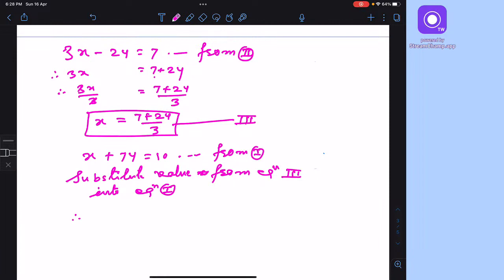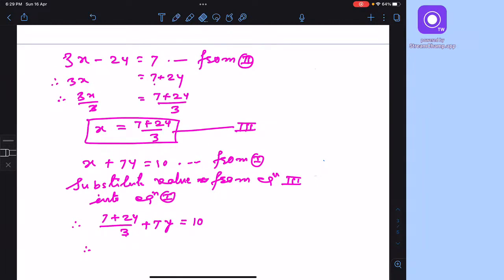Therefore, here instead of x I can write (7 plus 2y) upon 3. So (7 plus 2y) upon 3 plus 7y is equal to 10. Now to solve this equation, I am having the number 3 in the denominator, so I will multiply by 3. The first term multiplied by 3 gives you 7 plus 2y, as the 3 cuts. This also I am multiplying by 3.